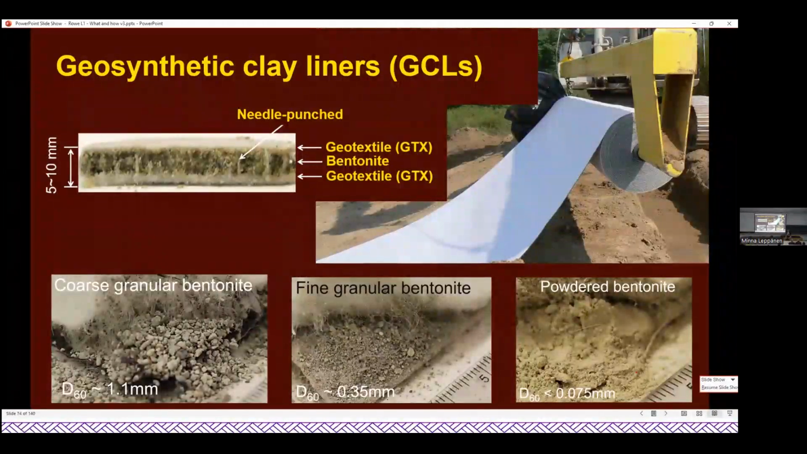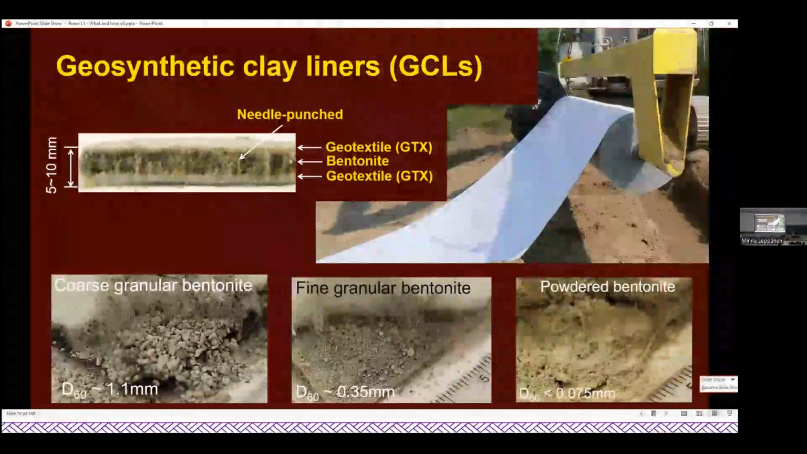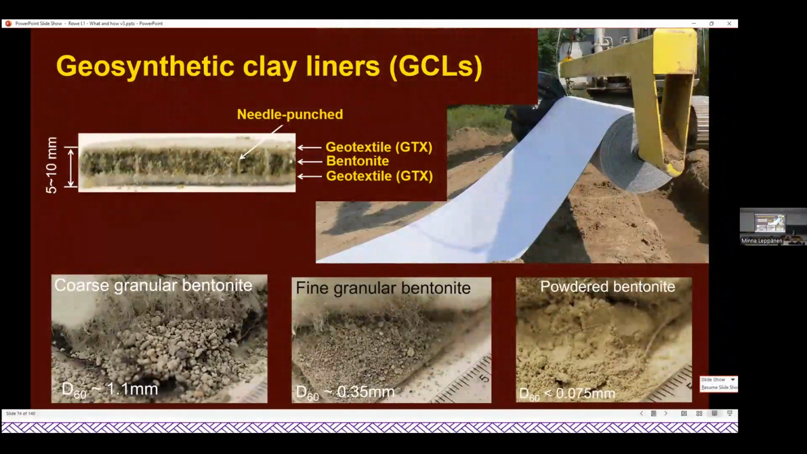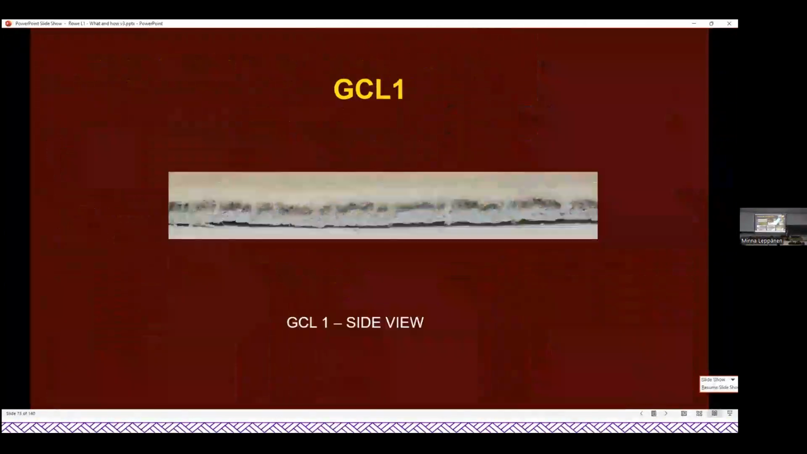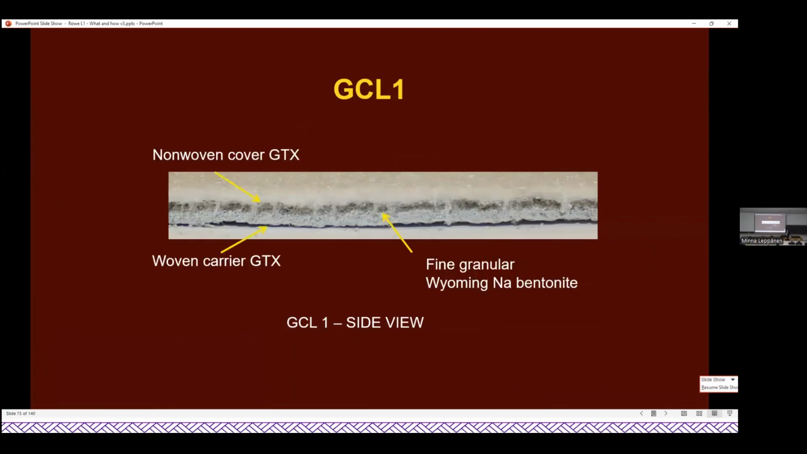Now, when I just talk about a layer of bentonite between two geotextiles, it sounds like it's one uniform material, but it's not. That bentonite can vary. Its particle size can vary. Its geotextiles can vary, and they can have a profound influence. So here we see one particular GCL. You can see its different components. This one has a woven carrier. You see the needle punch fibers.